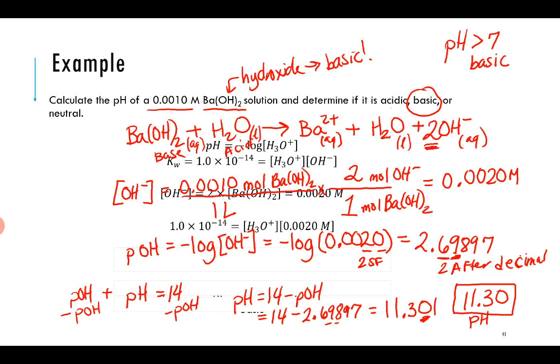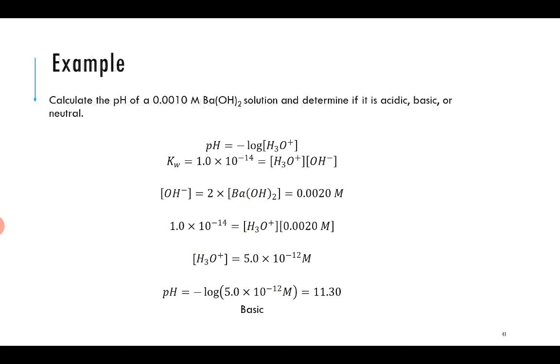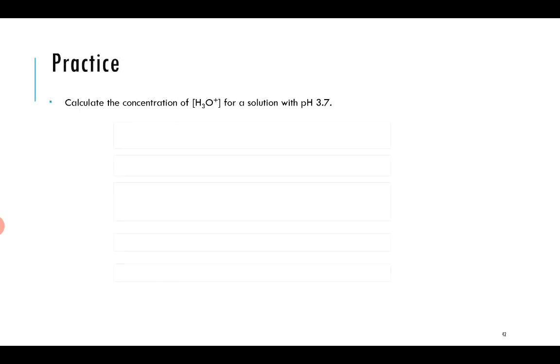Now, if you go through the PowerPoint on your own, the other pathway around the square is presented, but we end up with the same answer in the end. Here's a practice problem for you. It reads, calculate the concentration of the hydronium ion for a solution with pH 3.7. Go ahead and pause the video and see if you can work that out.